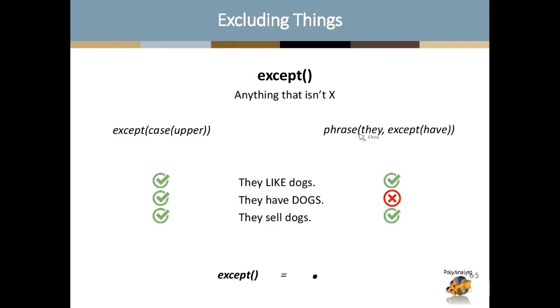If I want to look for they followed by anything other than have, that's great. They like dogs, so that'll be matched. They sell dogs, that's going to be matched. But they have dogs, so will not be matched.